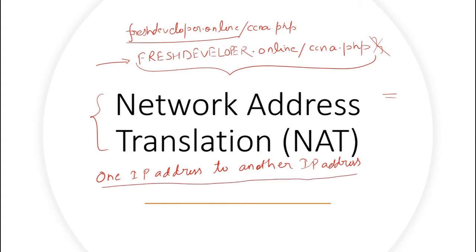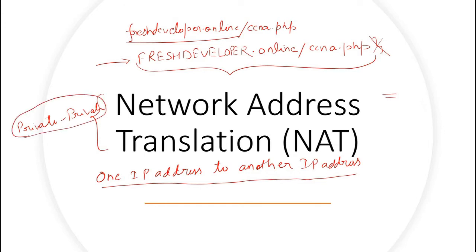That is actually network address translation, rather than saying public to private or private to public, because sometimes we are even changing from private to private. There are some requirements, then we convert a private IP address to a private IP address. That is also called NATing, right?